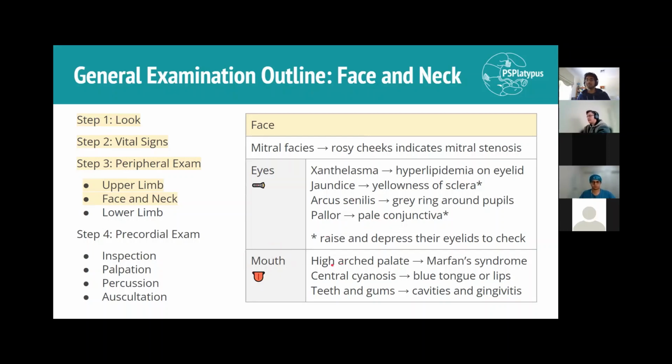In the mouth, signs of Marfan syndrome can include a high arched palate, so that connective tissue disorder we talked about. Central cyanosis: we talked about peripheral cyanosis, but centrally you might notice it as a blue tongue or really blue lips. And then you look at the teeth and gums for their oral and dental hygiene. You're looking for cavities, gingivitis. And again, why? Remember back to that microbiology lecture where I said, if you have bad oral hygiene, you can get some of those surface bacteria like strep going in and leading to infective endocarditis when they enter the circulation. So this again can be a really important risk factor.